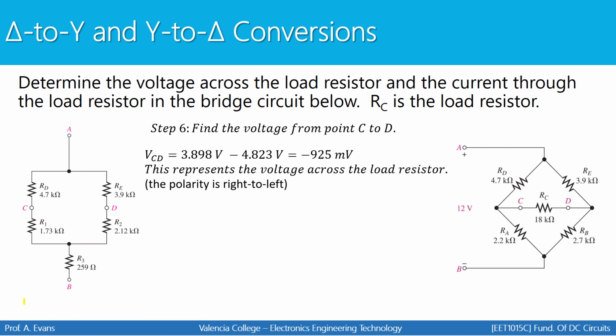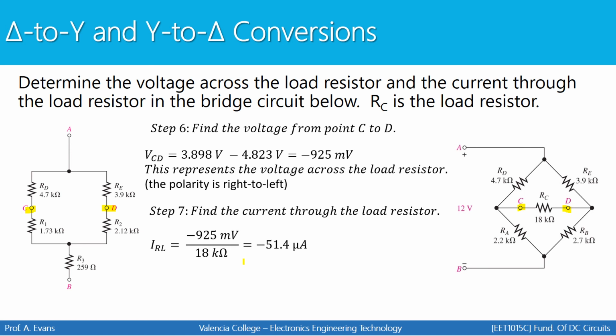Now that we have the voltage for that load resistor, okay, so here's our diagram here, going back to where we started. I found the voltage from point C to D on this diagram, which means I know the voltage from C to D on this diagram. These two are equivalent. So I know this voltage now for RC. Now I can find the current through RC by using Ohm's law.